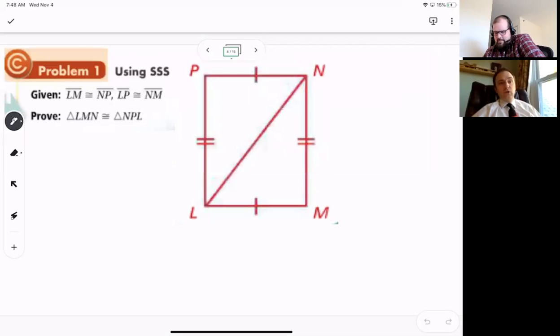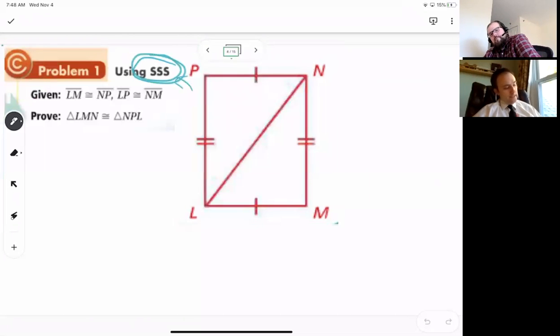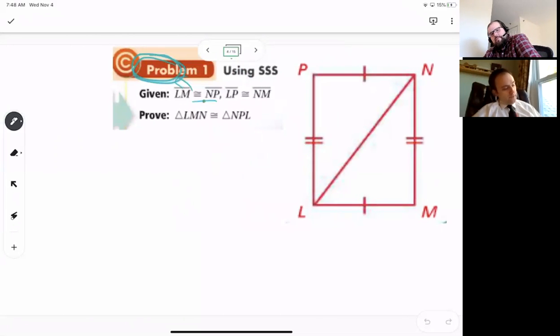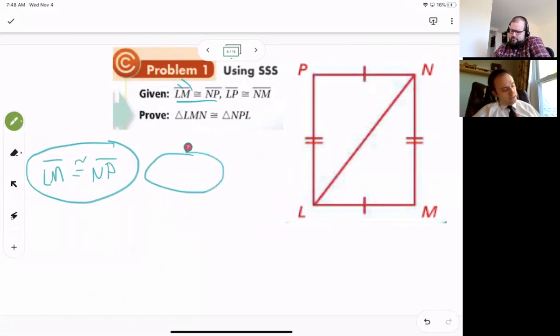So here we're going to show that these two triangles are congruent using that side, side, side. So our only job is to get three sides. Once we've gotten three sides are congruent, then our life is a little bit better. So we already are given one. So we got LM is congruent to NP. And then we've got LP is congruent to NM.